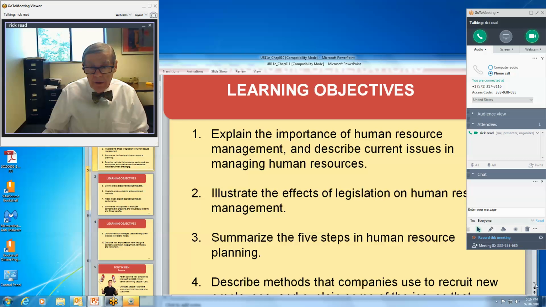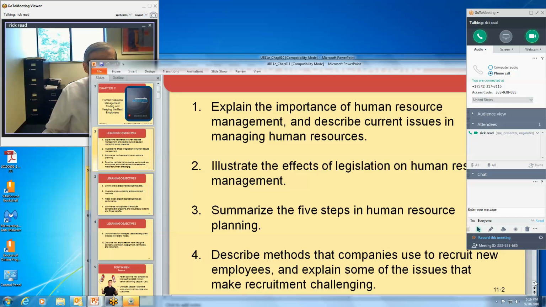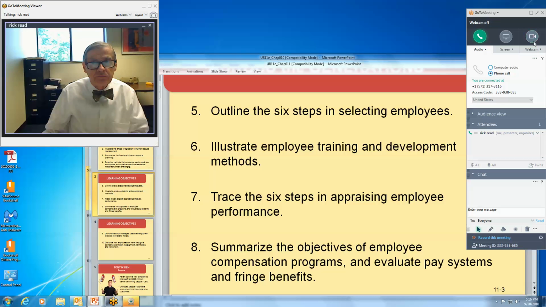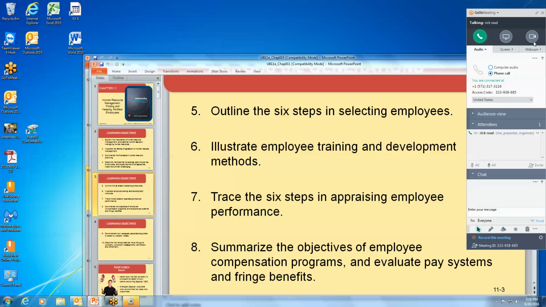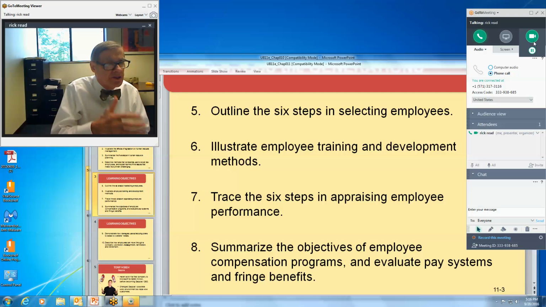We'll describe the methods that companies use to recruit new employees and explain some of the issues that make recruiting challenging. Excuse me. Outline the steps in selecting employees. Illustrate employee training and development methods. We'll not so much illustrate them as we'll talk about them.